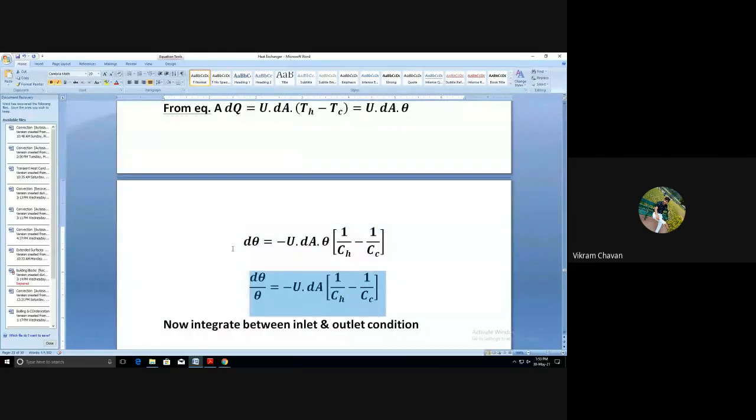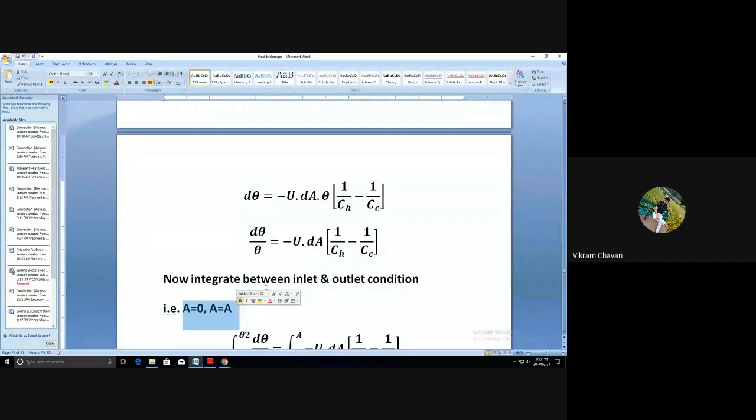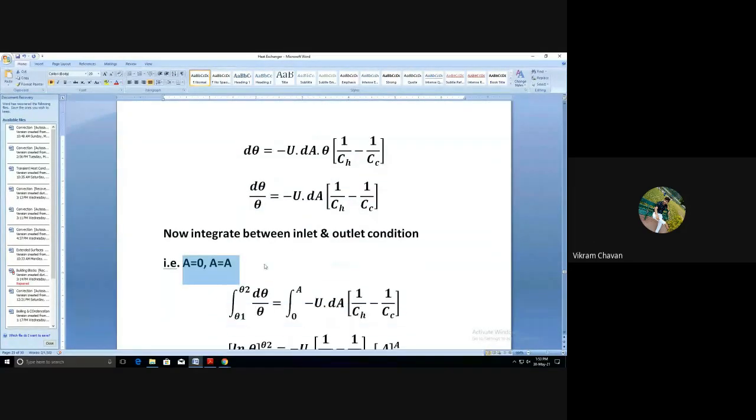Now in a similar fashion we have to integrate this equation from inlet to outlet. At the inlet the area will be considered as 0, and at the outlet the complete area will be considered. Similarly for theta, on one side we have to consider theta 1 at the inlet, and on the other side theta 2. So first of all we have to integrate, and we have to provide the limits for that particular quantity.